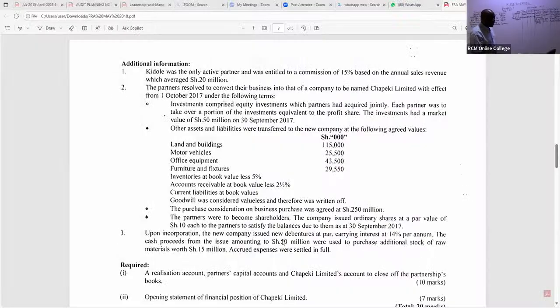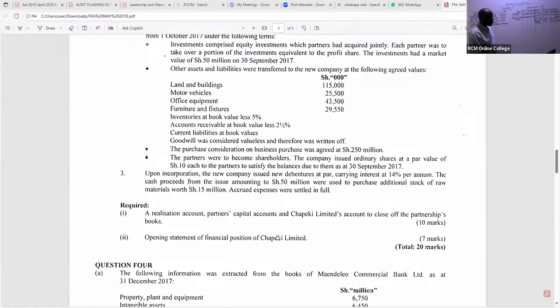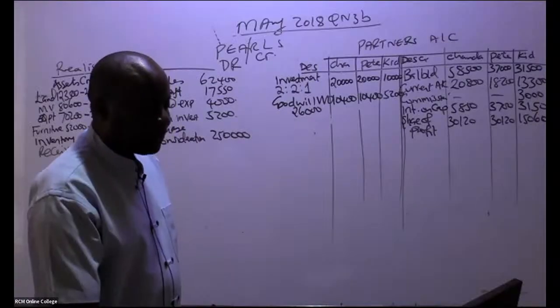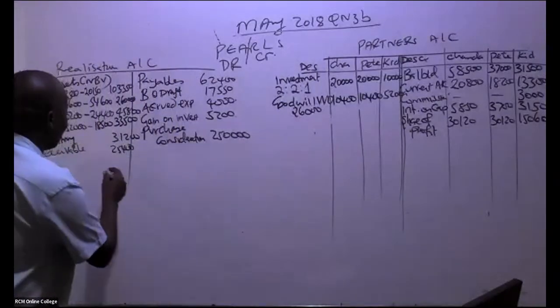So we continue reading. We are told here, upon incorporation, the new company issued new debentures. You can see now this is coming in part 2. Remember, they want us to give them the realization account, partners' capital account, and Chapeki Limited's account to close off the partnership account. So, ladies and gentlemen, is there anything that we have left here? I don't think so. So please go ahead and balance this account.